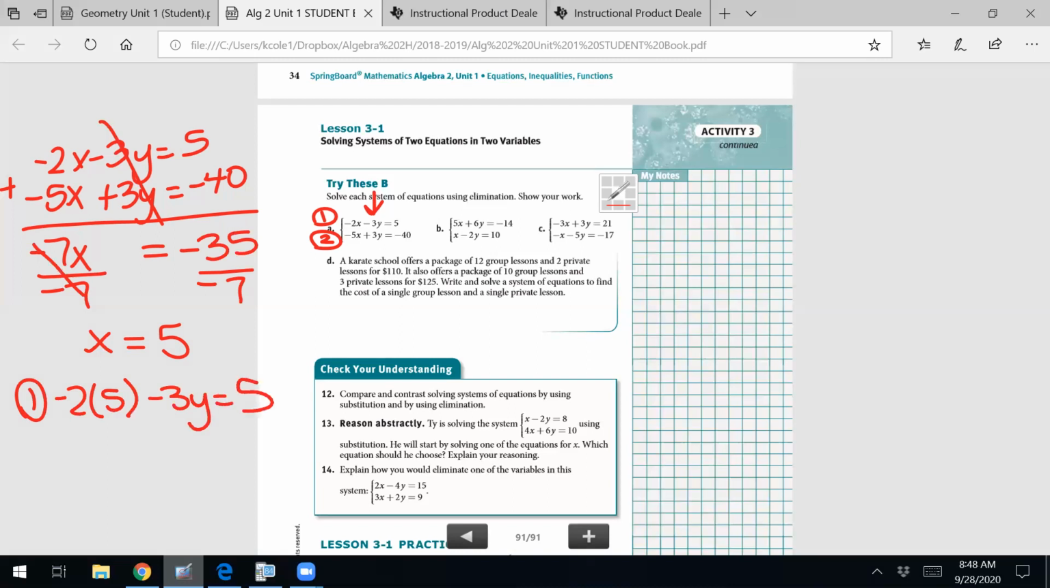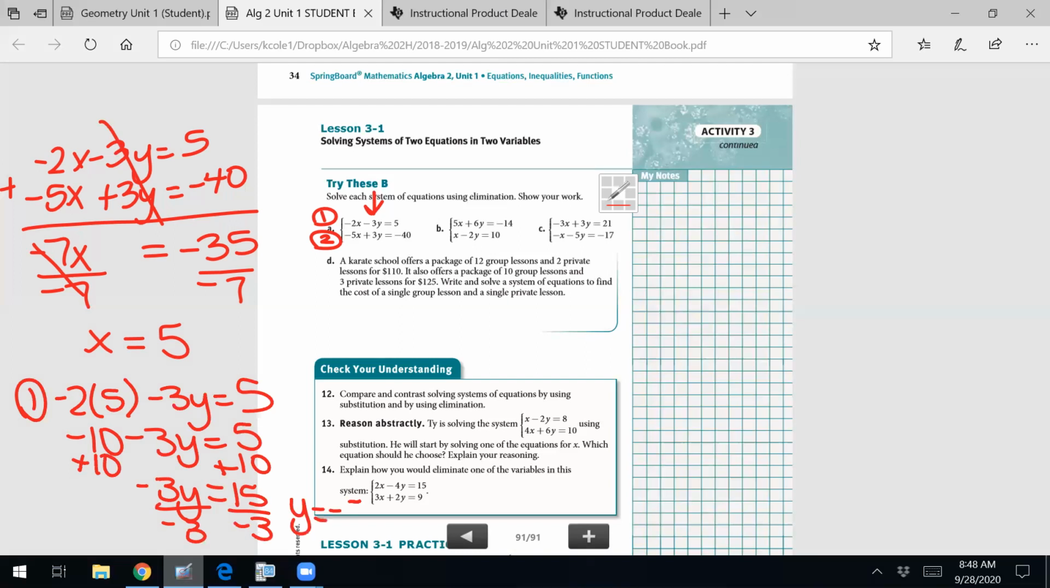All right, so we've got negative 2 times 5, which is negative 10 minus 3y equals 5. I'm going to add 10 to both sides. Negative 3y equals 15. Divide by negative 3. So y equals negative 5. So I've got my x as 5 and my y as negative 5. So my solution is 5, negative 5.